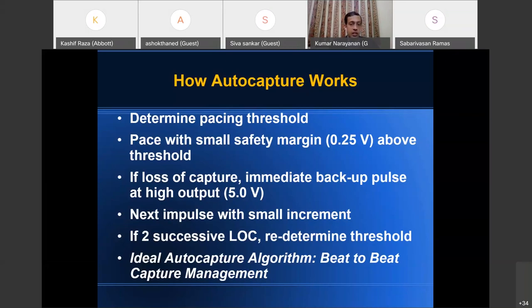But you have to be careful and look at the way that auto capture algorithm works in that specific device. Because in some devices, there will be auto capture, but it will not be really doing it on a beat-to-beat basis. It will be doing something else, like checking the threshold, say every 2 hours or every 3 hours, and then automatically adjusting its output. In such devices, where there is no beat-to-beat capture management, you have to be careful and probably provide a little higher margin of safety. But in those devices where you truly have this kind of verification of capture in every beat, then a small margin of safety is acceptable to program the auto capture algorithm.